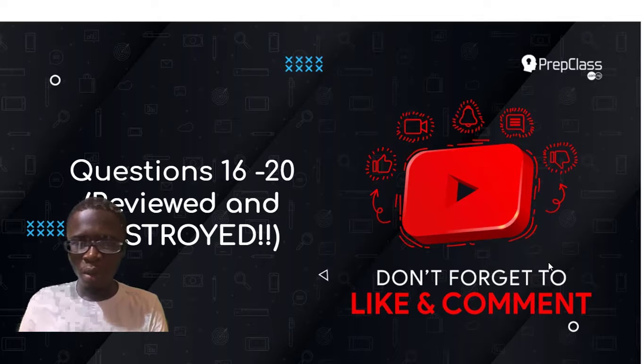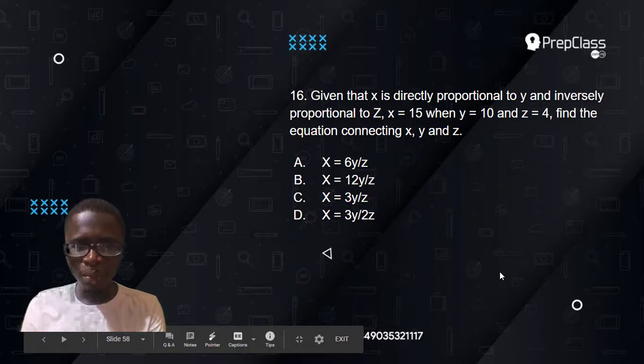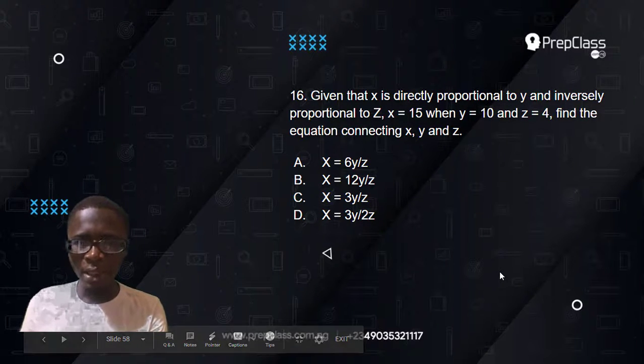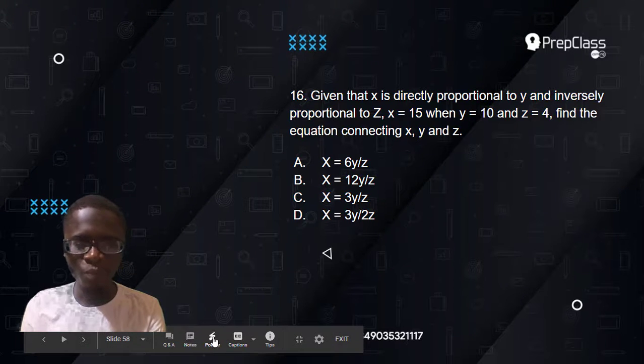So I would like us to look at question number 16 right away. It says, given that x is directly proportional to y and inversely proportional to z, x is equal to 15 when y is equal to 10 and z is equal to 4. Find the equation connecting x, y, and z.